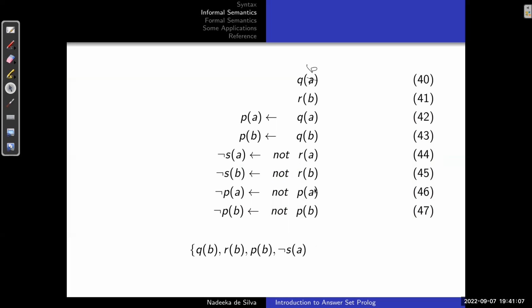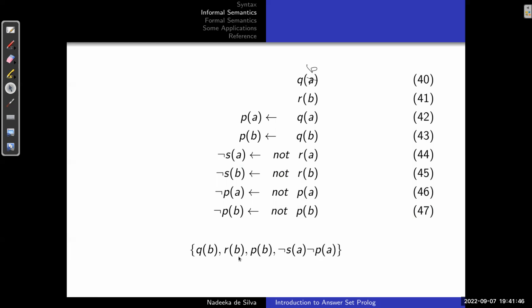Then PA is not in my set. Because of that, from this rule 46, this is the grounded version of the new rule. I included PA. And I'm not going to include PB because PB is in my answer set. Now you can see this answer set is complete with respect to P. That means for every object in our domain, it contains at least P of that object or negation of P of that object. Okay, see here PB is here and not PA is here.